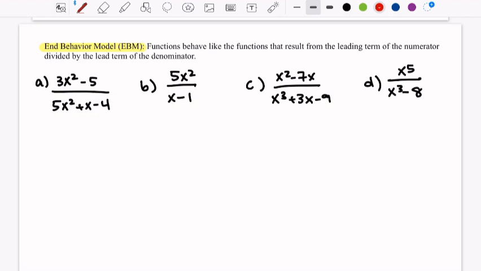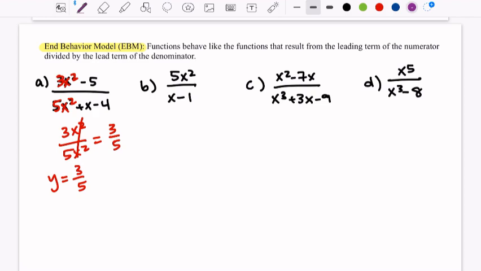If we look first at A, my lead term in the numerator is 3x squared. My lead term in the denominator is 5x squared. If I divide those, 3x squared over 5x squared, that gives us 3/5. So long term, our function is going to behave like the horizontal line y equals 3/5. That makes sense, because when the degree is the same in the numerator and the denominator, the horizontal asymptote is just the ratio of the leading coefficients.